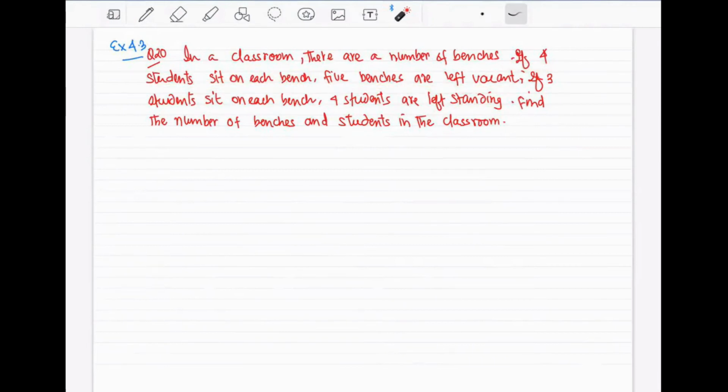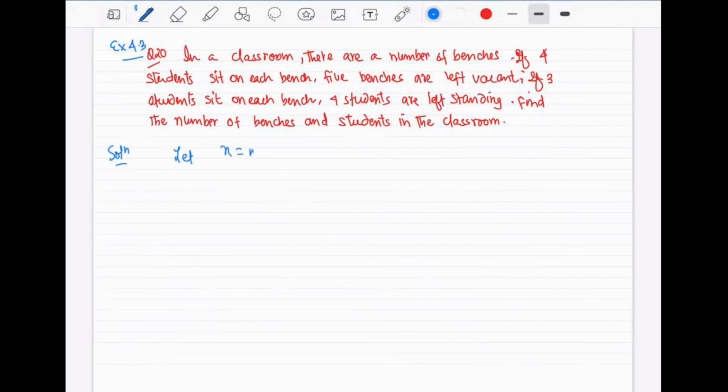So out of the total number of benches, 5 of them are vacant if 4 students are sitting on each bench. Second condition, if 3 students sit on each bench, 4 students are left standing. Just as in the example I mentioned, if 3 of you are sitting on each bench, how many are standing? 4 are standing. Question 1 is to find the number of benches and the number of students. That's the unknown. So you start the solution.